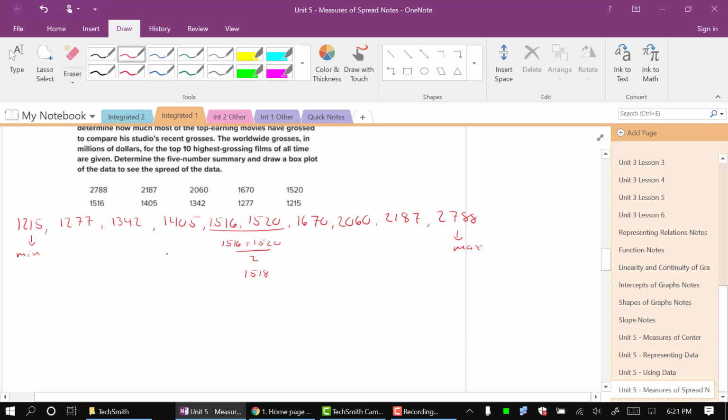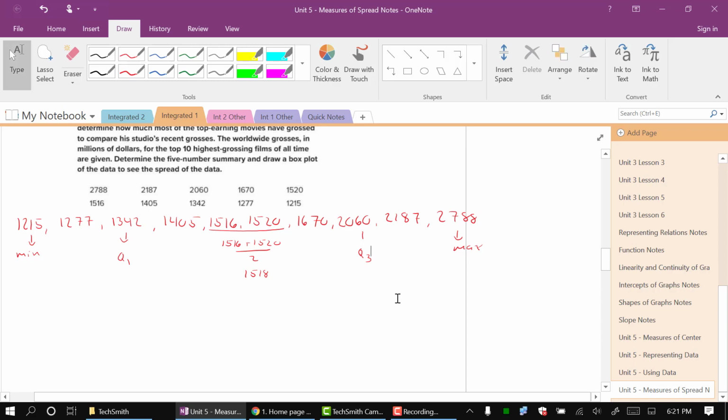Our first quartile is the middle of the first half of our data. That's going to be this number right here. So this is quartile 1. Our third quartile is the middle of this data over here. And so our third quartile is going to be 2060. So this is quartile 3. So we have the minimum, quartile 1, the middle or median, quartile 3, and then our max.